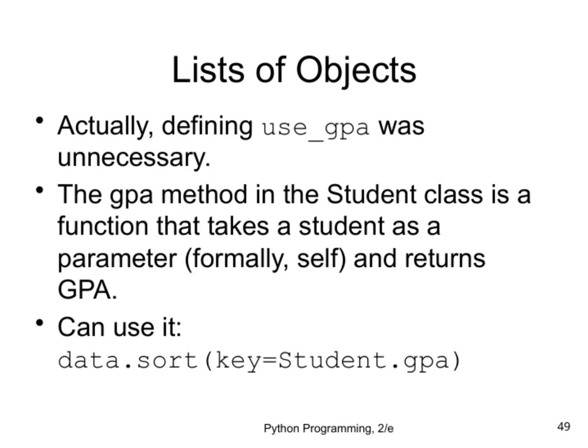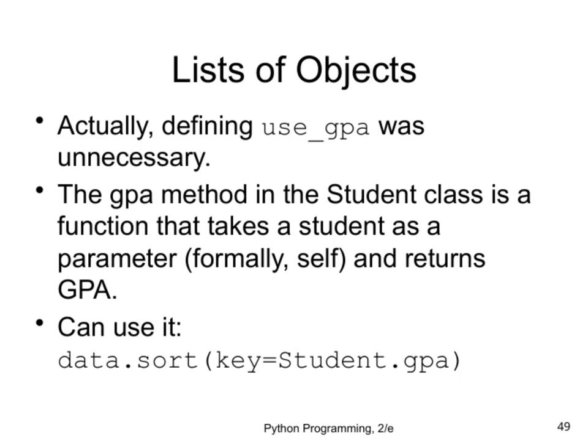Actually, defining useGPA was unnecessary. The GPA method in the Student class is a function that takes a student as a parameter, which we refer to as self, and it returns that student's GPA. This means that instead of writing a separate function outside the class, we can directly call this method on objects or classes. For example, if we want to sort a list of student objects based on their GPA, we can simply use data.sort and specify key=Student.GPA. This makes our code cleaner and more object-oriented.